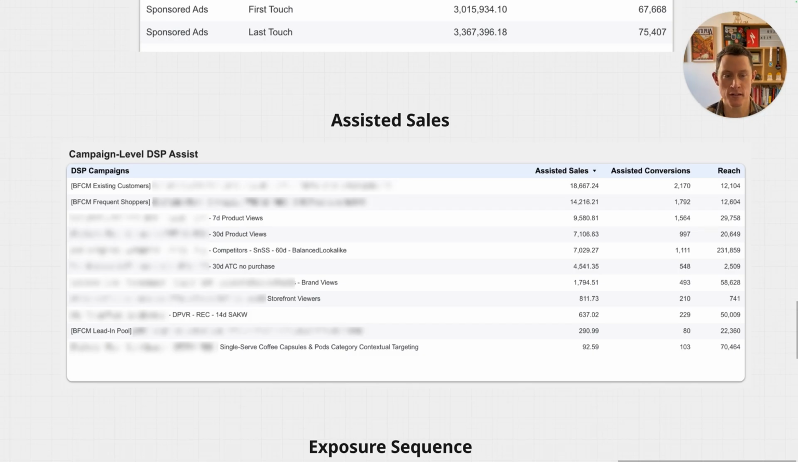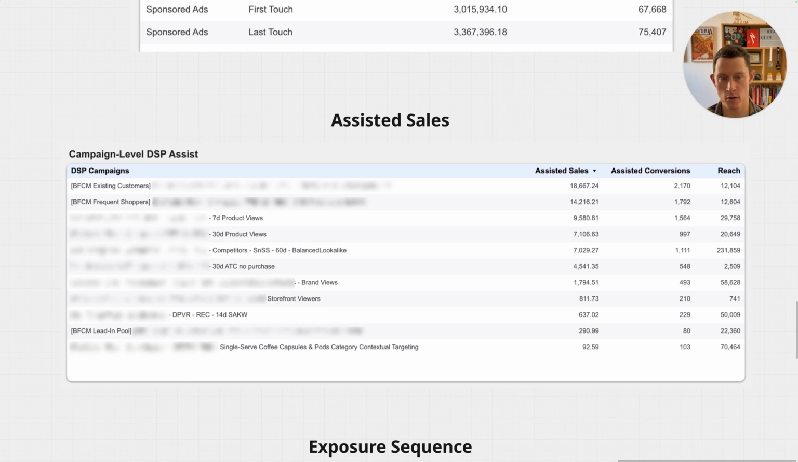You can see from this recent data that we had a lot of action on Black Friday, Cyber Monday, and we were looking at frequent shoppers and existing customers. So of course, those orders would have a huge amount of assisted sales. They were setting up other campaigns to actually make the sale. You'll look at the bottom and we have the lead-in pool, or people that are contextual targeting.